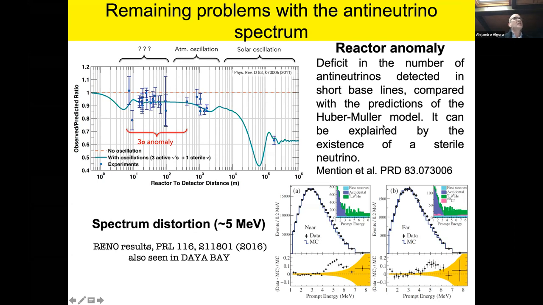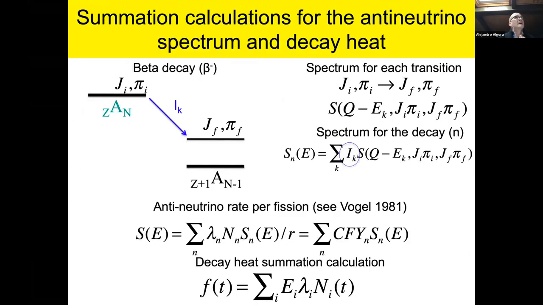So this calls for an alternative model for calculating the antineutrino spectrum from a reactor, and this is somehow what we have been involved in. It doesn't mean that we are the fathers of this model. The alternative is to do what are called summation calculations.